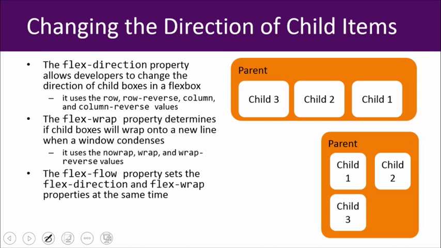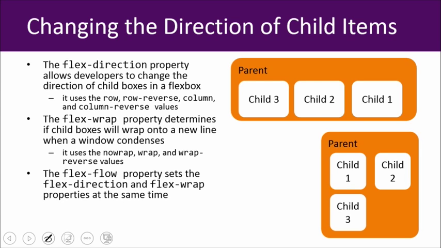You can also change the direction of child items, right? Like we had mentioned before. And so we use the flex direction property in order to do that. You can go back and take a look at the table that featured the row reverse, column, and column reverse values to learn a little bit more about that.